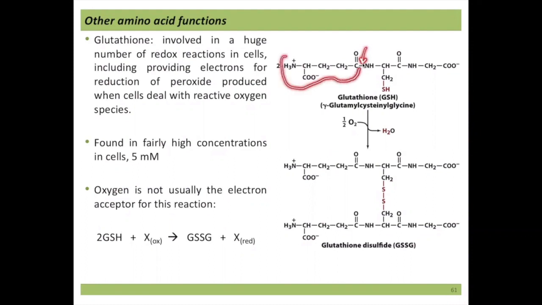So this is actually glutamic acid right here. So here's the nitrogen, here's the carboxylic acid, there's the alpha carbon. So it's actually the side chain that we're forming that bond to. The next amino acid is cysteine, and then the last amino acid is just glycine. So an interesting tripeptide where we're actually forming a bond with the carboxylic acid of a side chain there.